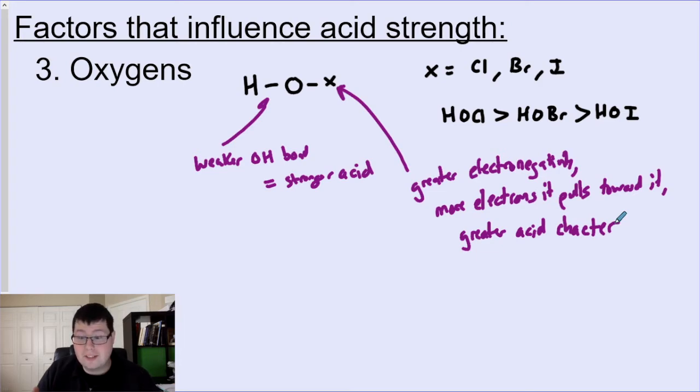Okay, and so what you're going to see here then is that as we go from I to Br to Cl, you have increasing electronegativity, thus this bond becomes weaker, because those electrons get pulled over to that very electronegative element. That makes these a stronger acid. So that explains this trend that we saw from the Ka data.